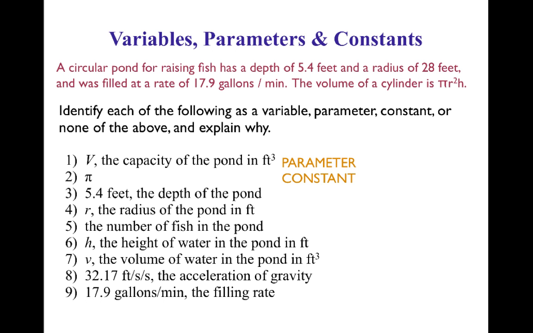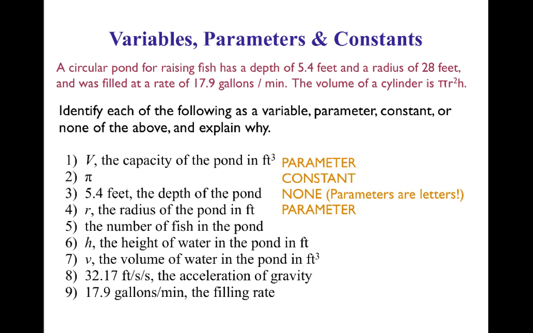Okay, 5.4 feet, the depth of the pond. Parameter? None. Parameters are letters. Yes, it's a constant in the situation, but it's not a letter. The parameter would be the letter that stands for that. So we could say D equals the depth of the pond, and now D is the parameter. But just 5.4 feet meets the criteria of a parameter except that it's not a letter, so it's not a parameter. Okay? R, the radius of the pond. That's a parameter, right? Because we've got that letter, R. Okay? Number of fish in the pond.